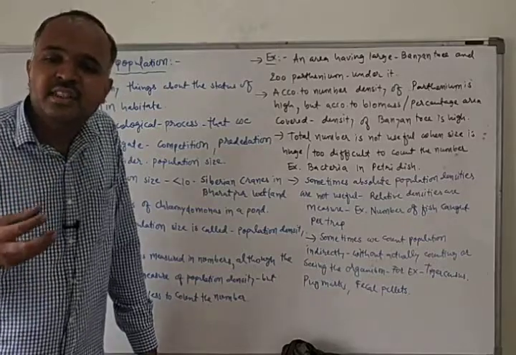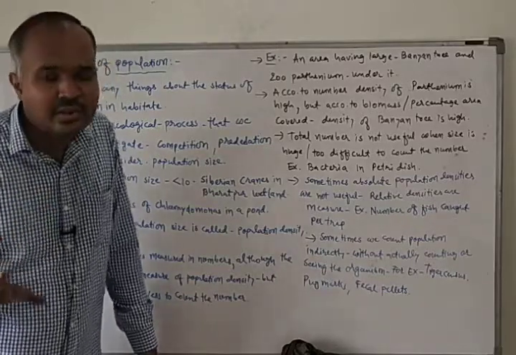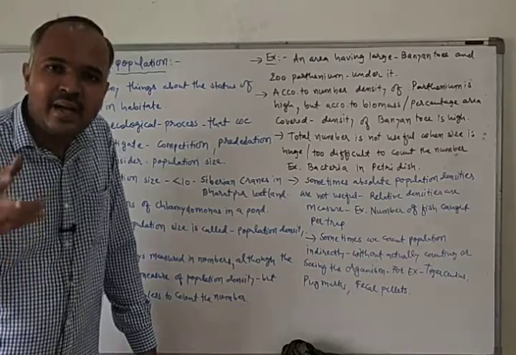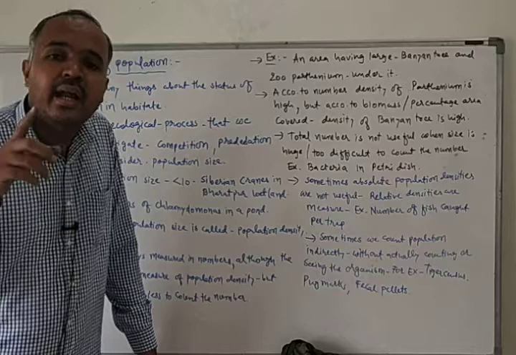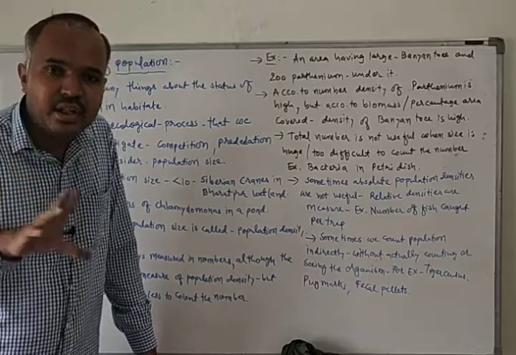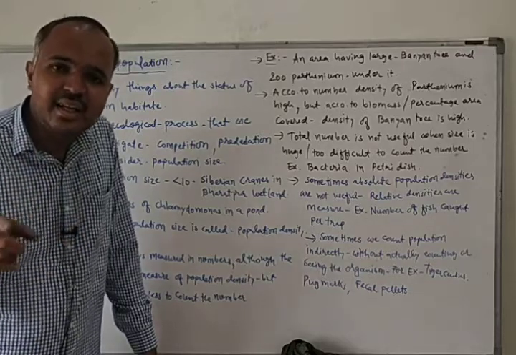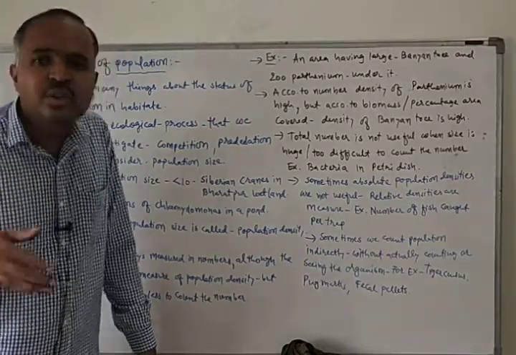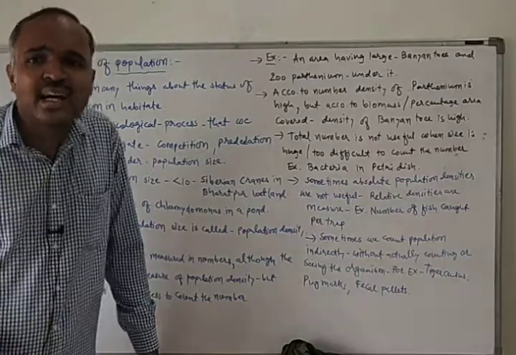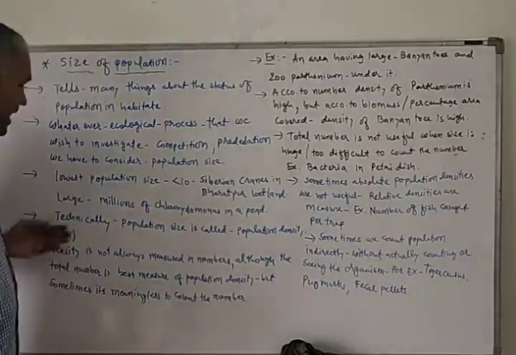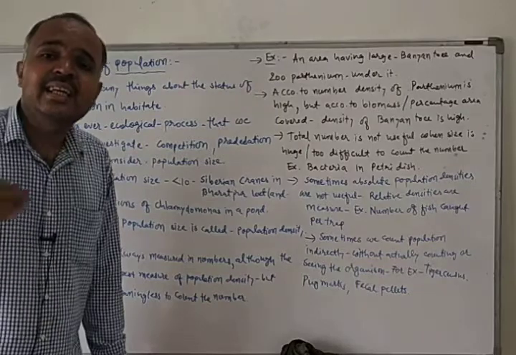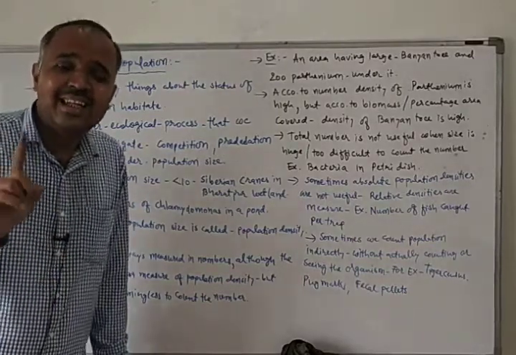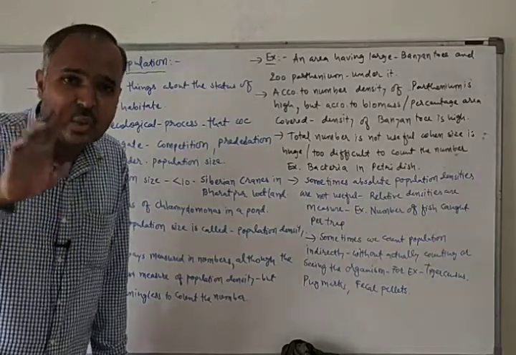And the population size can be small also, population size can be large also. The smallest population size will be less than 10, and that is found in the Bharatpur wetland, and it is of Siberian crane every year. Okay, every year less than 10 Siberian cranes will be there in Bharatpur wetland. And size of the population can be large also. Say for example, millions of Chlamydomonas are found in a pond. Then we said that population size is technically expressed as population density. Okay, the population size is technically called population density, and it is known as N.